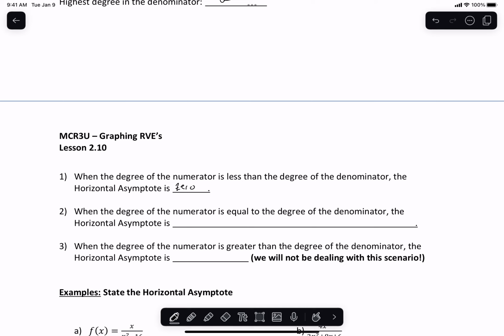Okay. Horizontal asymptote. What's the equation of a horizontal line? Because is it x equals? It's y equals. So basically what it means, if I drew you a sketch right now, let's say I had a horizontal asymptote at 1.